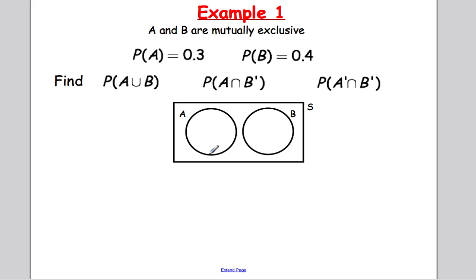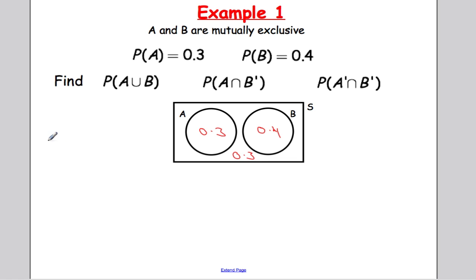Okay, so let's take a look at an example. We've got two events, A and B, and they are mutually exclusive. We're told the probability of A is 0.3 and the probability of B is 0.4, and we're asked to find these probabilities. So as always, we're going to start by filling in our Venn diagram. Probability of A is 0.3, so that goes in there. Probability of B is 0.4. That means that everything outside the two circles must be 0.3. And just checking that they all add up to 1. 0.3, 0.3, 0.4 does indeed add up to 1. So our diagram is correct.